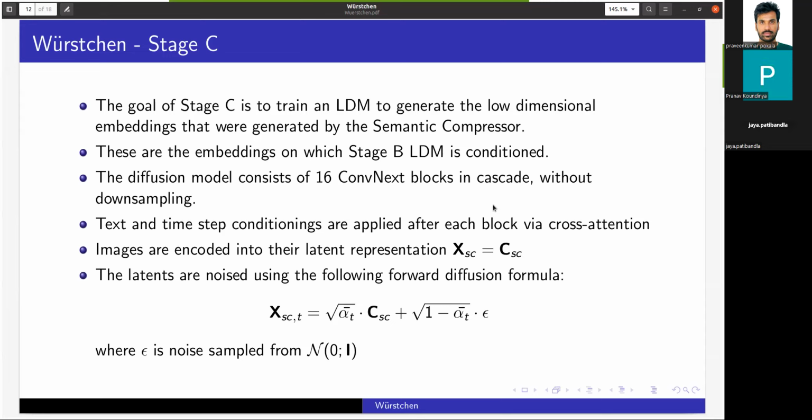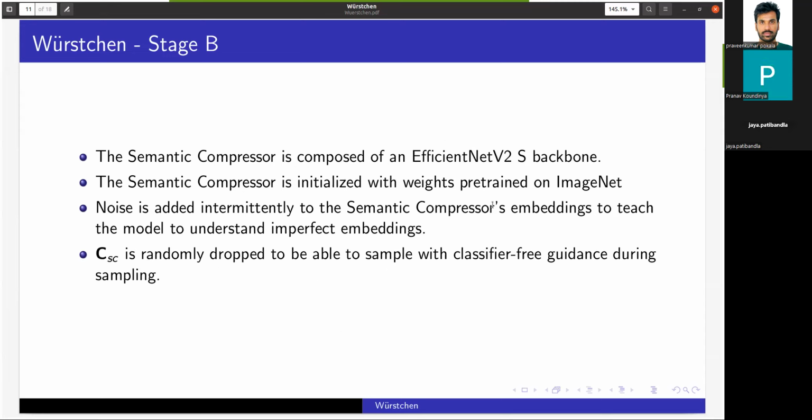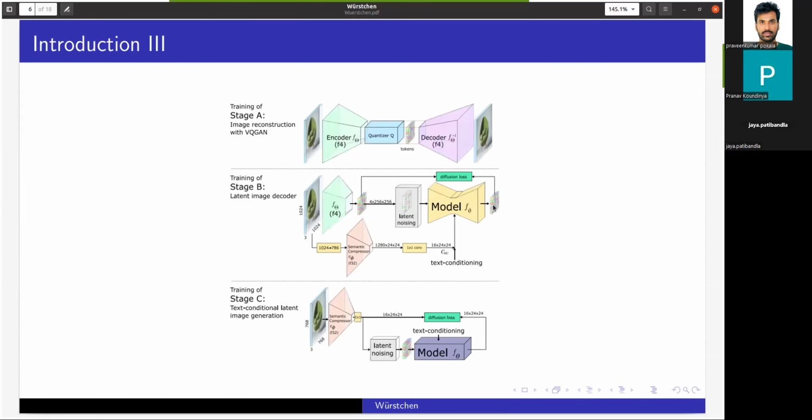Finally, we shall go to the training part of stage C. If we have a look at the diagram of stage C once again, the main purpose of stage C is to learn the text conditioning part that was generated by the semantic compressor, because the semantic compressor is only used during the training part of the stage B model. But during inference, the whole semantic compression part is replaced by the stage C model. So that means that the stage C model must learn how the semantic compressor performed.